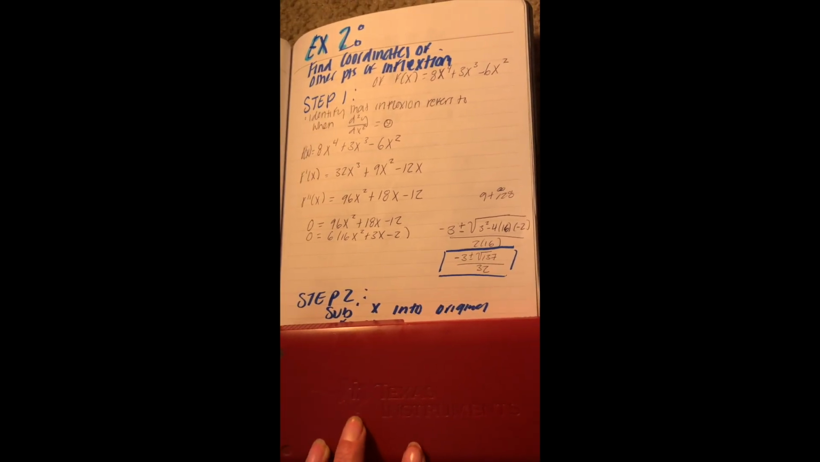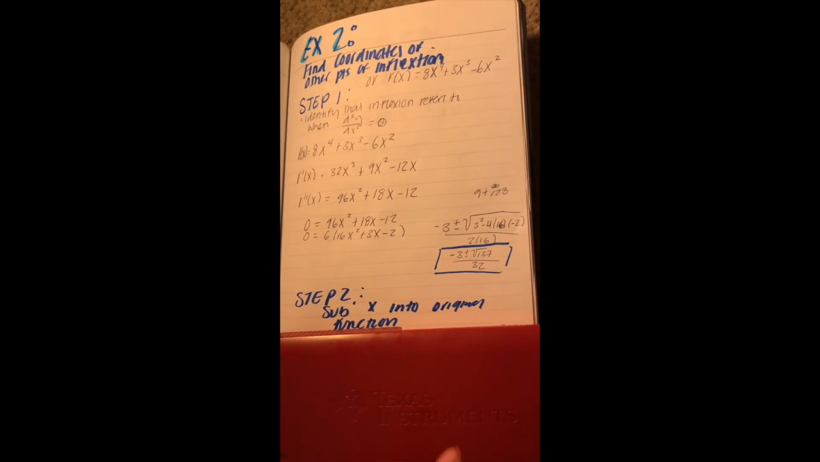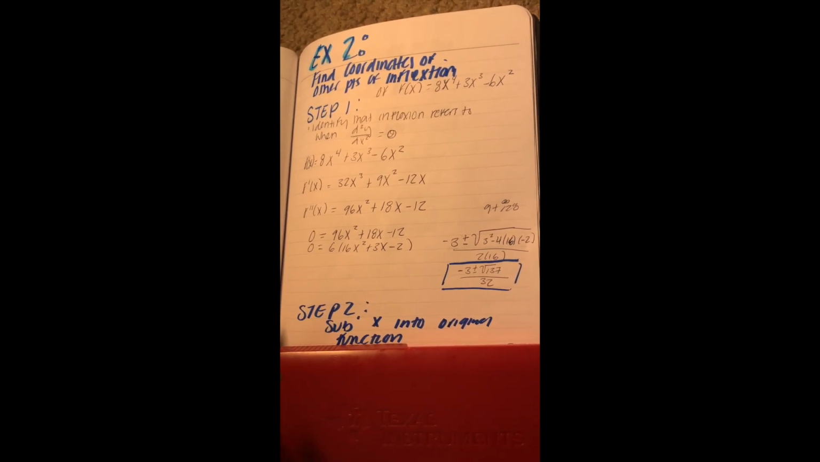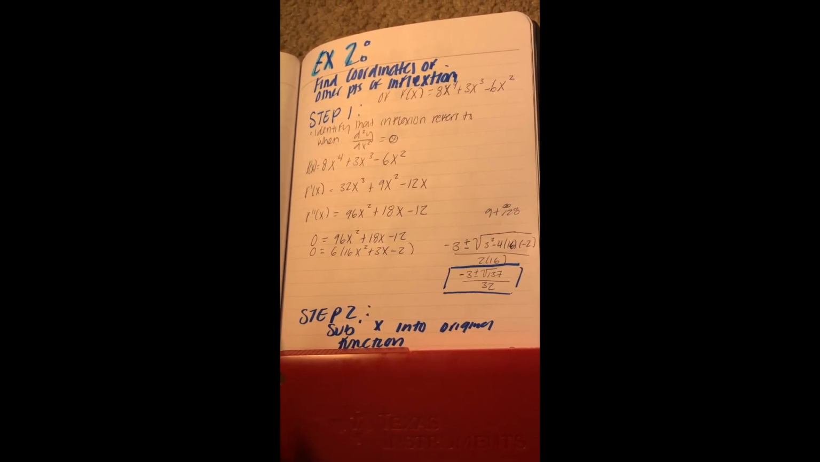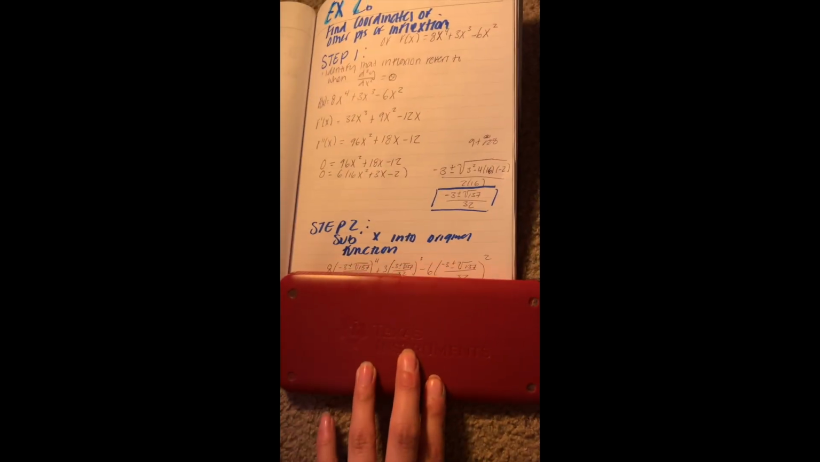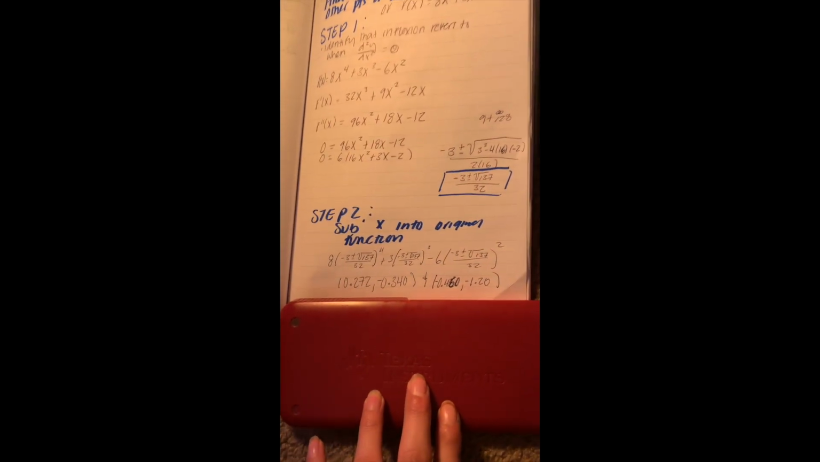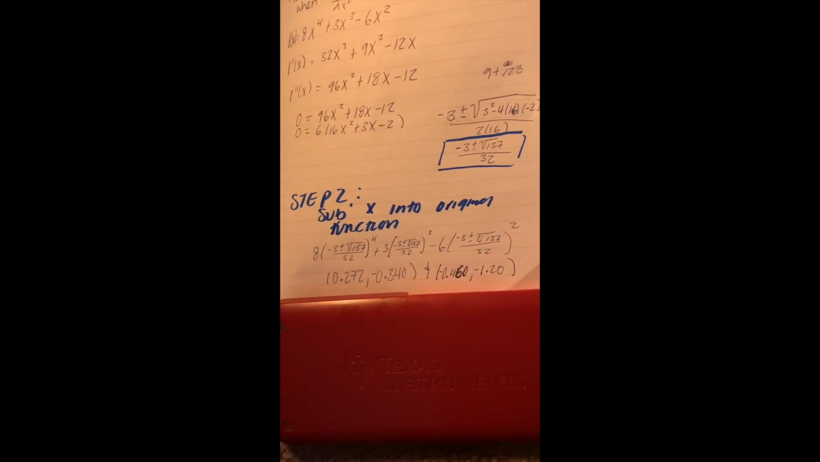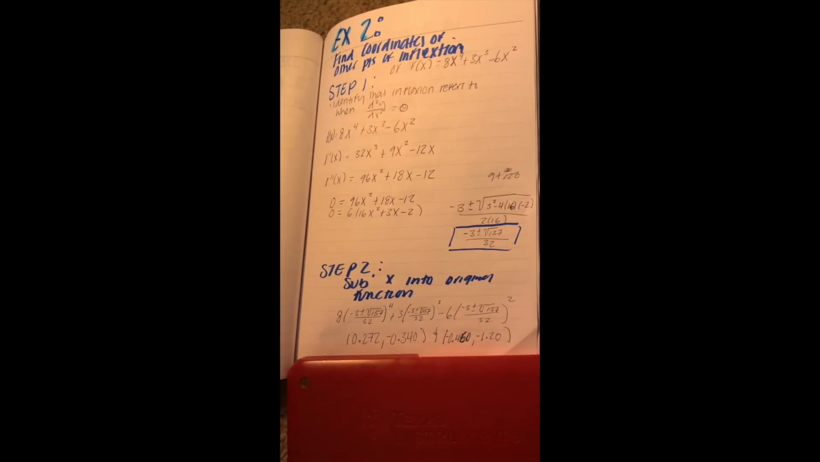Step 2 is that you substitute those solutions, the x's that we just found, into the original function, f of x equals 8x raised to the fourth power plus 3x cubed minus 6x squared. Once you do that, you get that the coordinates are 0.272, negative 0.340, and negative 0.460, negative 1.20. Those are your two coordinates, and that's basically how you find the points of inflection.